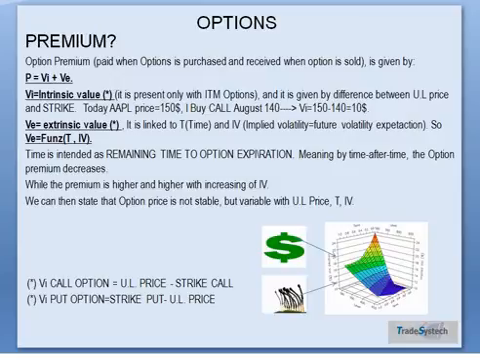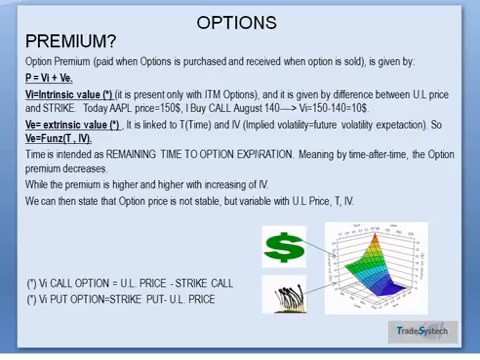Premium is made of two parts, intrinsic value and extrinsic value. Intrinsic value, which is present only in the case of the ITM option, is given by the difference between the underlying price and the strike. We already described this definition in a former video tutorial. So if Apple's price today is 150, and I buy a call with strike 140, then the intrinsic value is $10.